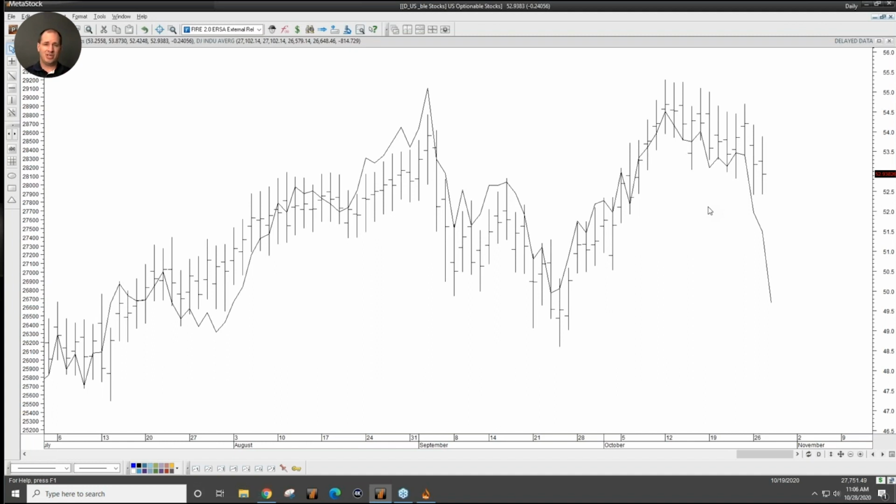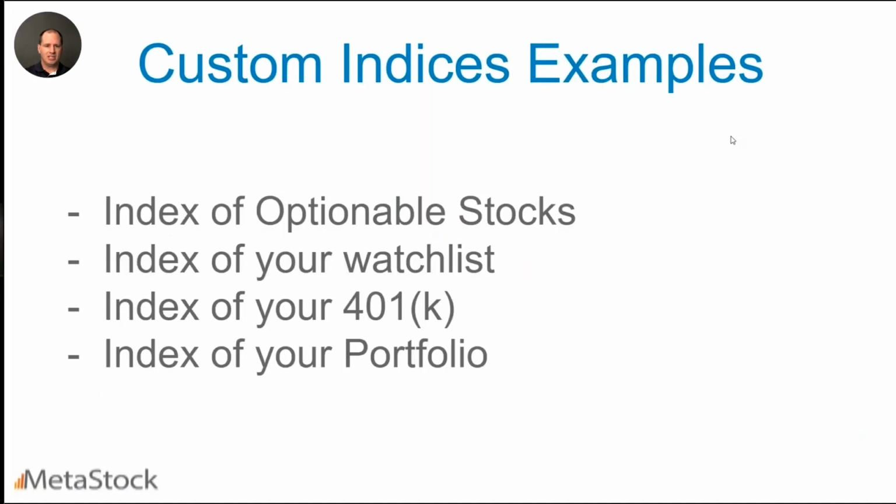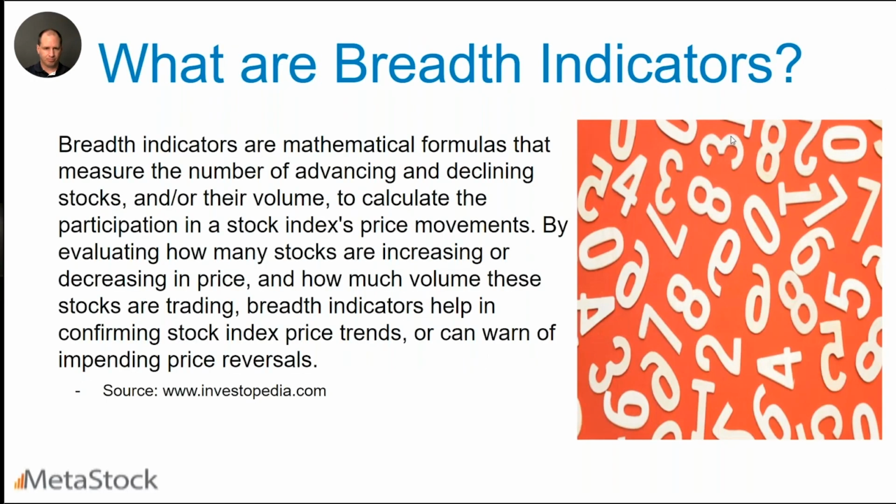Then the cool thing again is you can do this on any list that you want to. You're not tied to any broad market anymore. You're now able to create your own, which is very, very cool and very awesome. So that's an example of building and using custom indices within the Fire app and within MetaStock. So let's now go into our next section, which is breadth indicators.